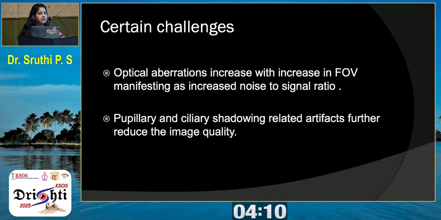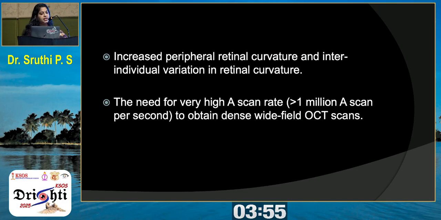Certain challenges are there when we increase the field. That is optical aberrations, which can cause an increased signal to noise ratio problem. Then we have pupillary and ciliary shadowing artifact, which further reduces the image quality, and increased peripheral retinal curvature, and there is inter-individual variation between patients. And when we have to get a wide field OCT, we need a very high A-scan rate to obtain this dense wide field OCT.